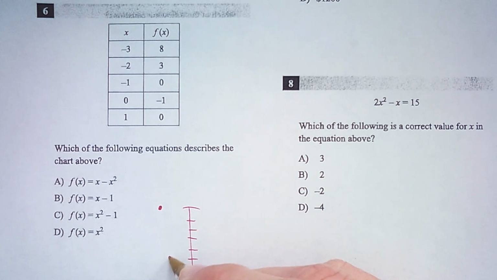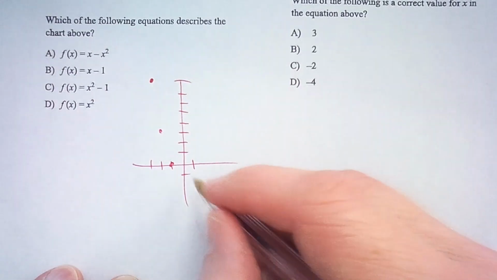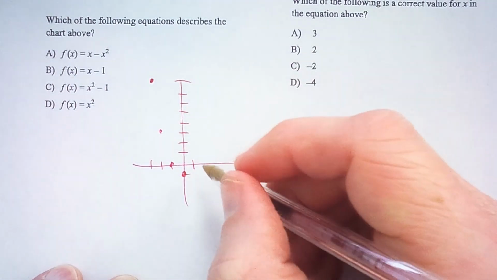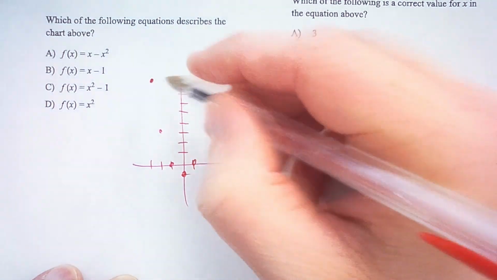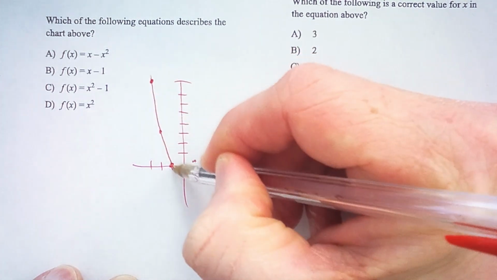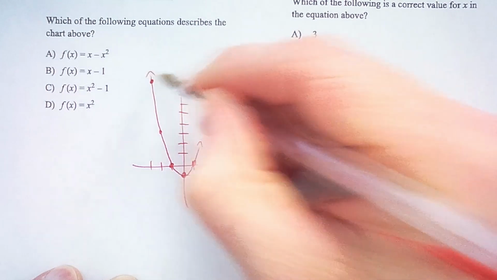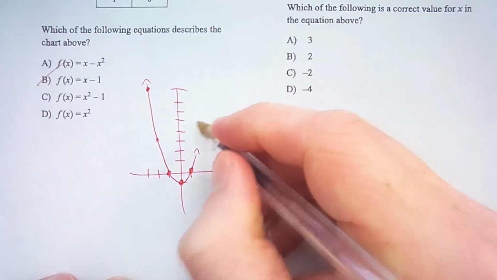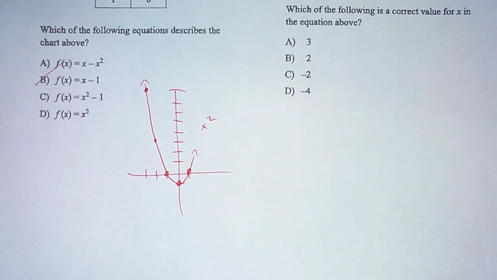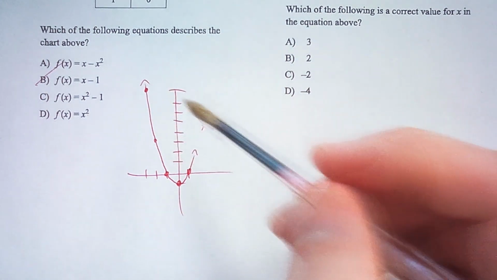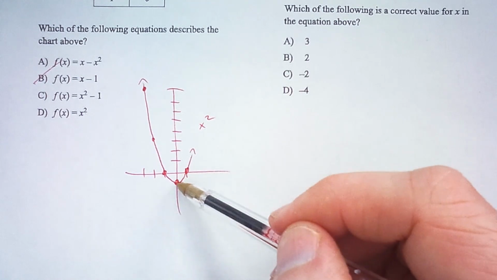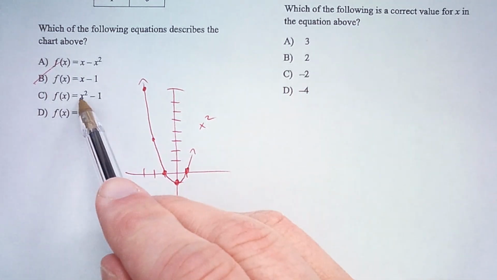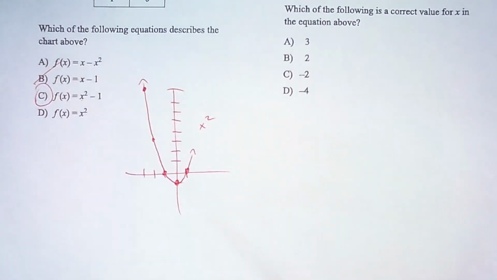(-2, 3), (-1, 0), (0, -1), and (1, 0). Okay, so it looks like we're graphing a parabola here. So I can eliminate B as an option, because it has to have an x squared in it. Now this is a parabola shifted down 1 unit, so it's a parabola down 1, option C.